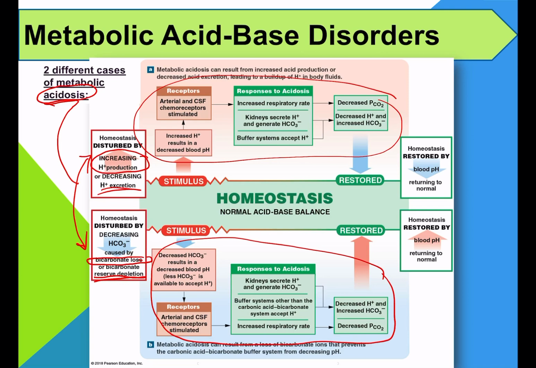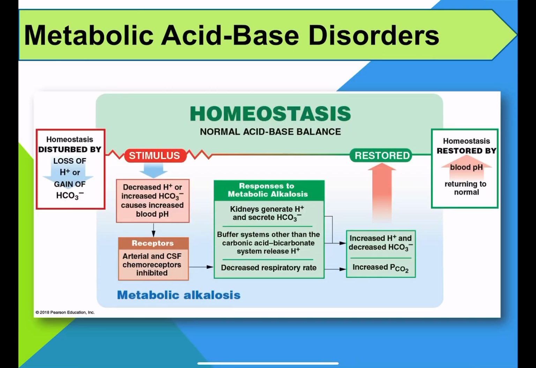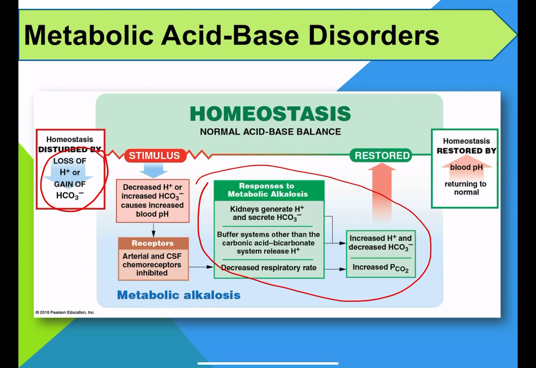Now, metabolic alkalosis is usually due to loss of hydrogen ions or too much gain of bicarbonate ions. So this is what your body will do to replenish and bring things back to homeostasis, to bring your blood pH back down to normal, because this is alkalosis, which means pH is too high. So you need to bring it back down to neutral pH, okay?